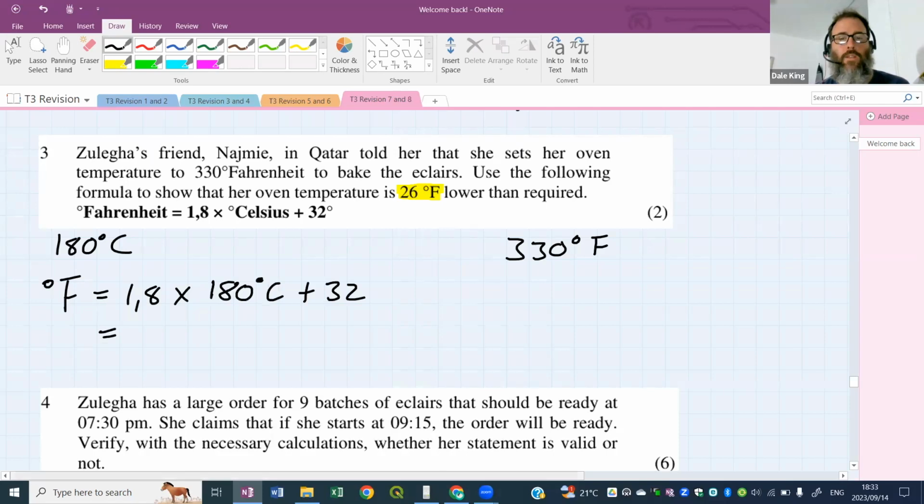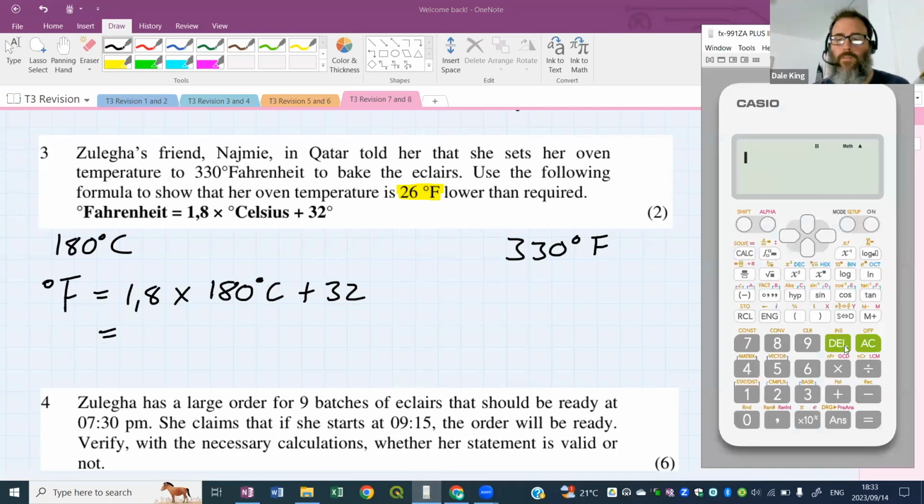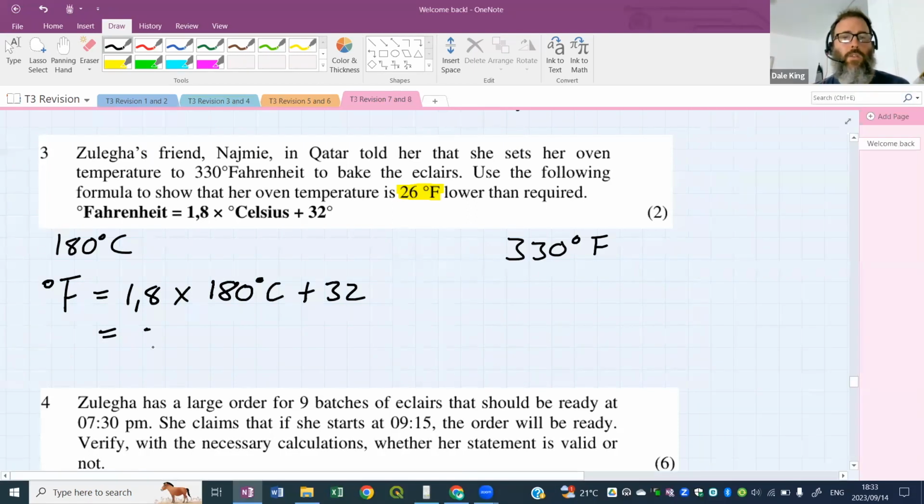All right, so that gives me on the calculator 1.8 times 180 plus 32. 356, so 356 degrees Fahrenheit. Now the question says use the following formula to show that her oven temperature is 26 degrees Fahrenheit lower. All right, so we've got Fahrenheit and Fahrenheit now.